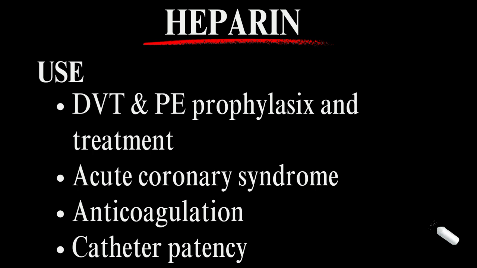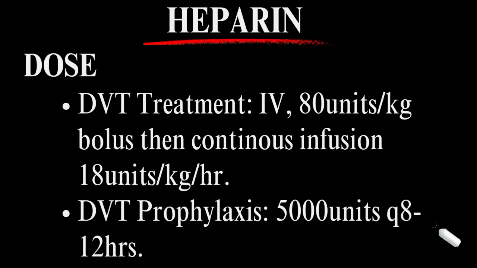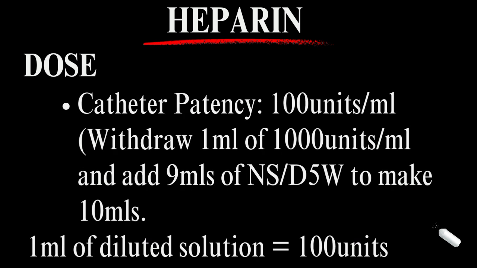For DVT treatment, the dose is 80 units per kilogram as a bolus, then a continuous infusion of 18 units per kg per hour. And then for prophylaxis, we are usually giving 5,000 units every 8 to 12 hours. To maintain catheter patency, you are supposed to instill enough volume to fill the entire lumen of the catheter with a concentration of 100 units per ml.